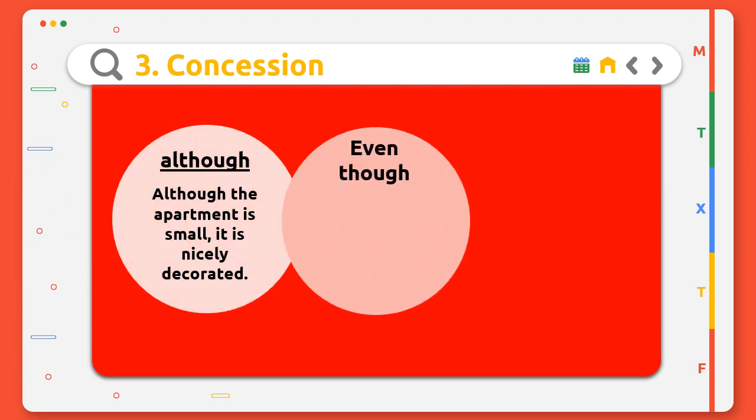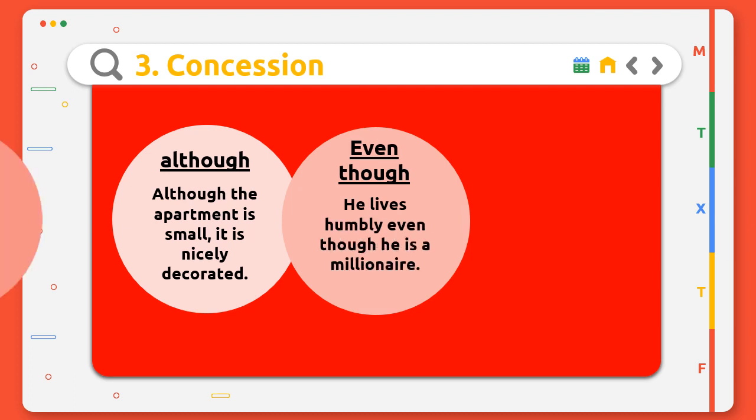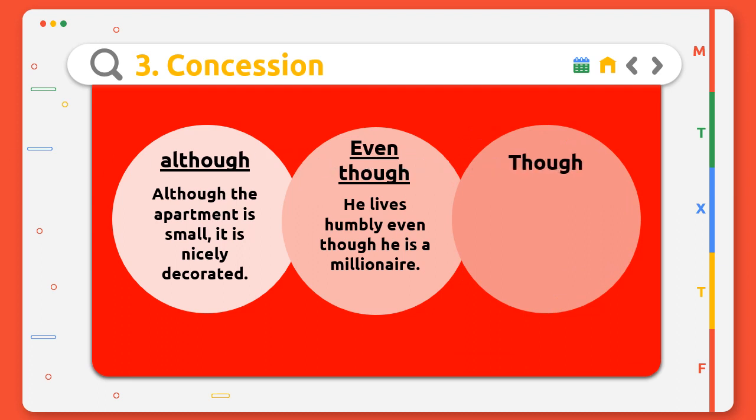Secondly, even though. He lives humbly even though he is a millionaire. And finally, we have though. Though the test was hard, Sheila did her best.